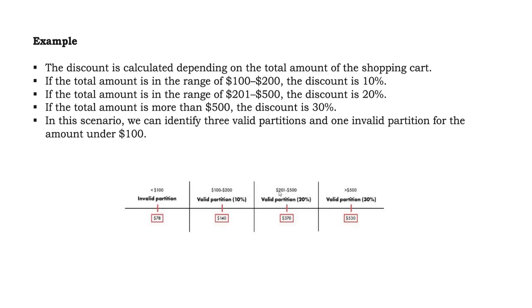And in case it is more than 200, like 201 to 500, maybe like $370, that is a valid partition, and then 20% discount should be applied. Okay, and if it is greater than 500, then for this valid partition 30% discount should be applied. Like if it is $530 or $800, $1,000, however much it could be above 500, then 30% discount should get applied. So this is overall the equivalence partitioning concept.